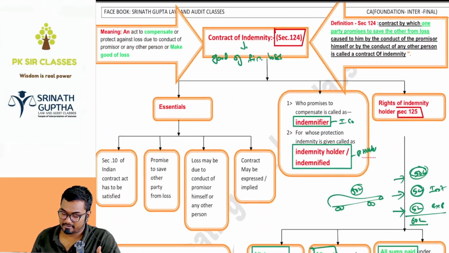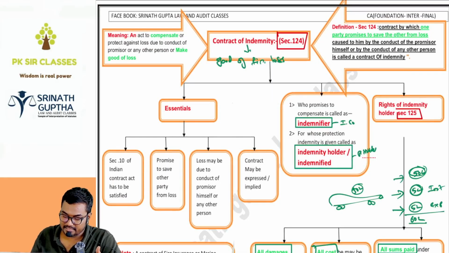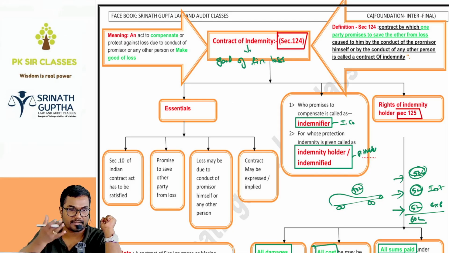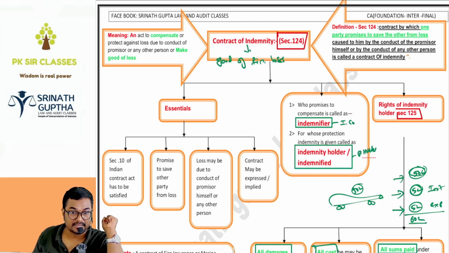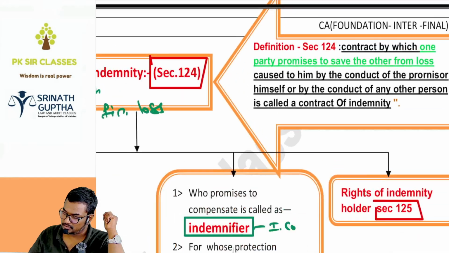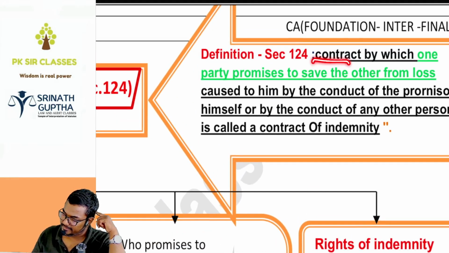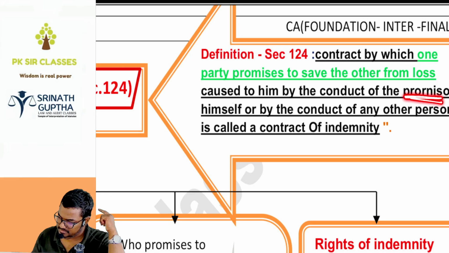Contract of indemnity. Indemnifying means making good of financial loss. Contract of indemnity means if you get any loss because of me, or because of someone, I will take your loss. I'll compensate you. That is the contract of indemnity. So it's a contract by which one party promises to save the other from the loss caused to him by the conduct of the promisor himself or the conduct of any other person.